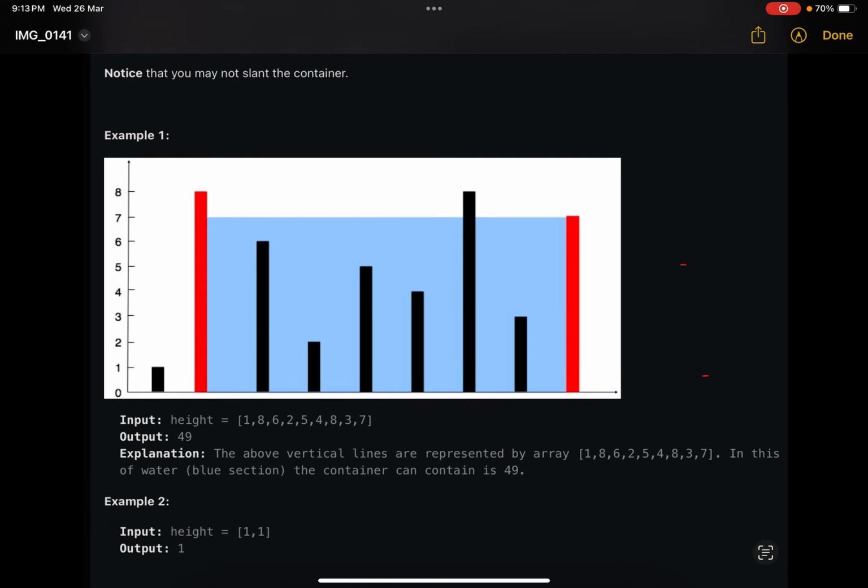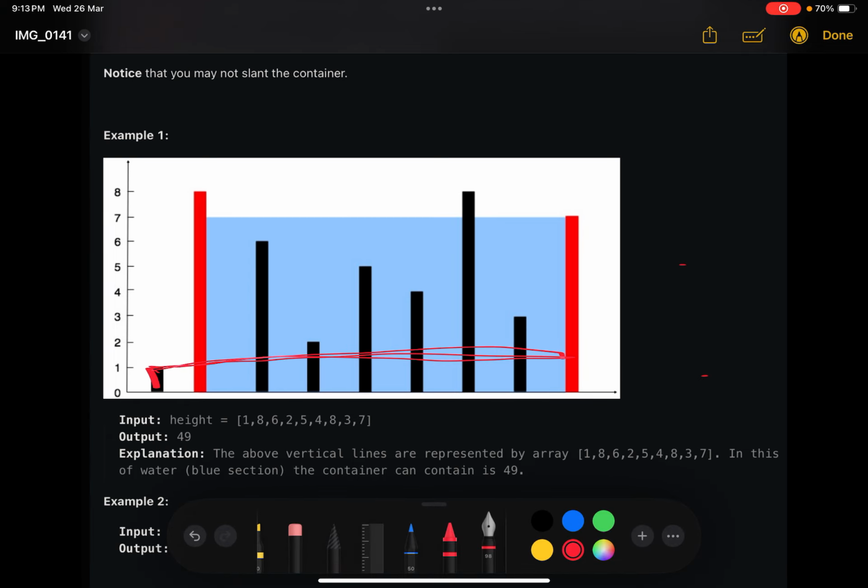So what will the first container be? This will be the first container. I will start from the first container. How much water can it contain? Height will be the minimum of those. As you can see, all the other lines are taller than this one, so the minimum height will be 1. I have already got height 1.